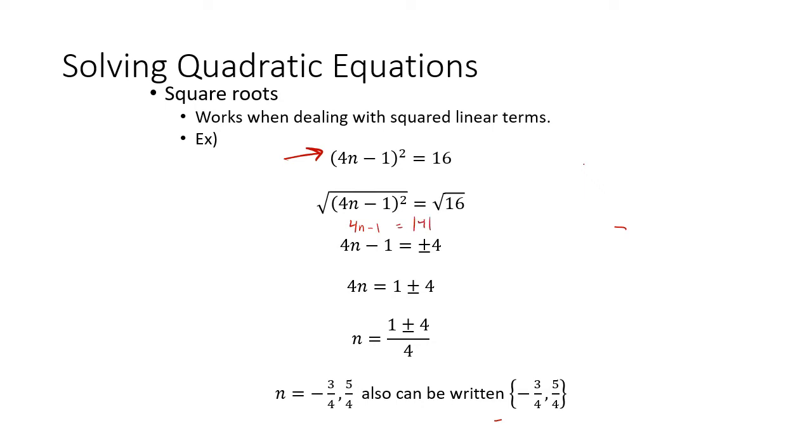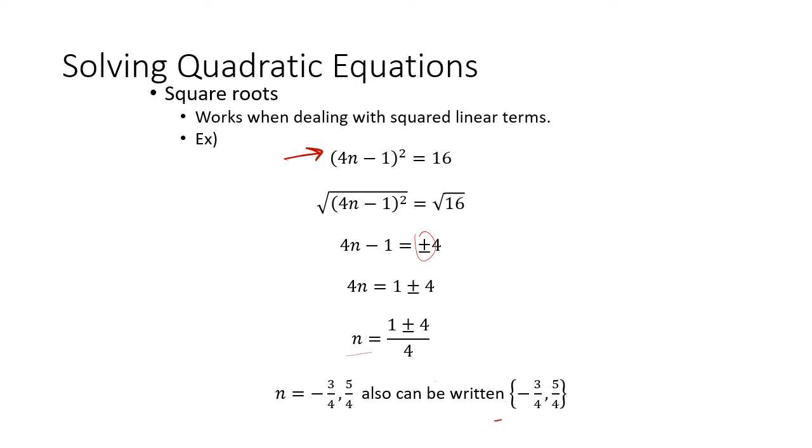Because, well, there are reasons for this. Same reason that the square root of x squared is the absolute value of x, right? Although actually it's the absolute value of n minus 1 is equal to 4. And then you use how to solve absolute value to get that. But if that's confusing to you, to be honest, it's not going to cause issues when you're solving these, as long as you remember to do this plus or minus. So then you just solve for n and you get this.